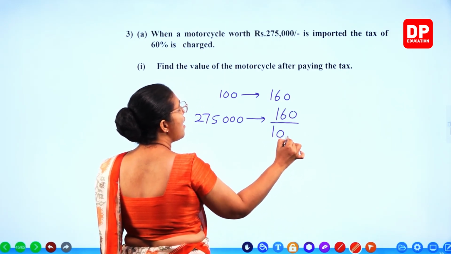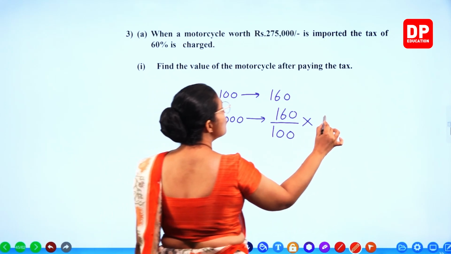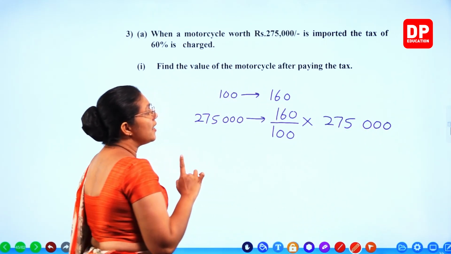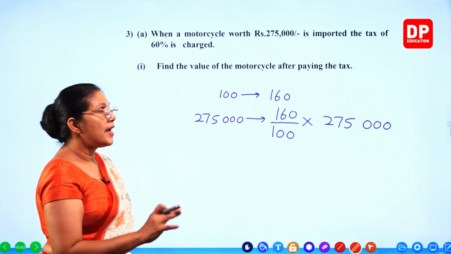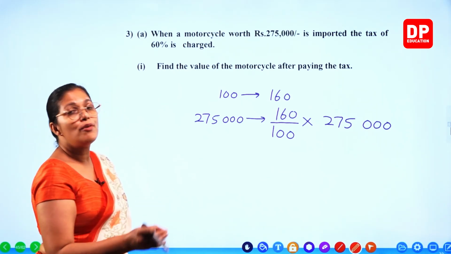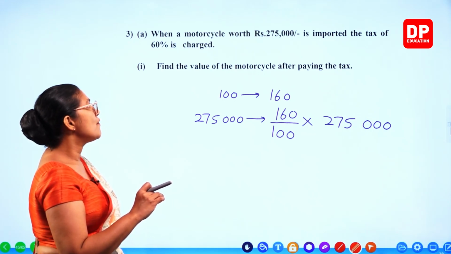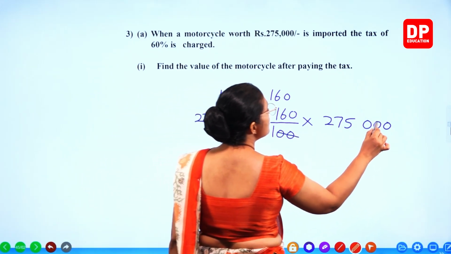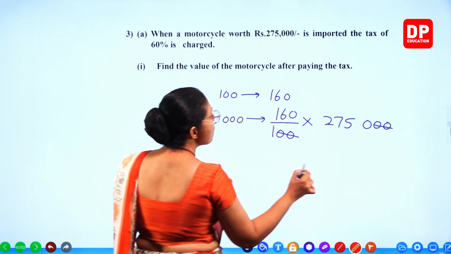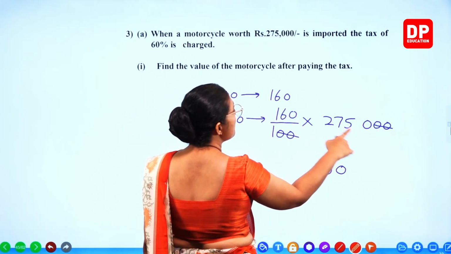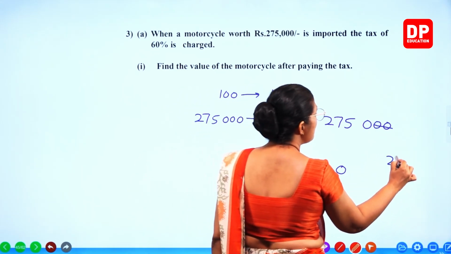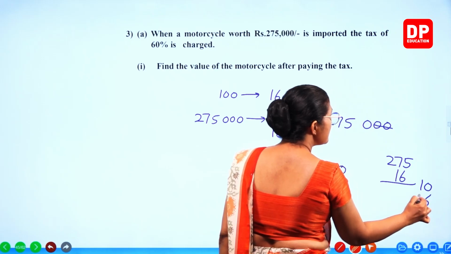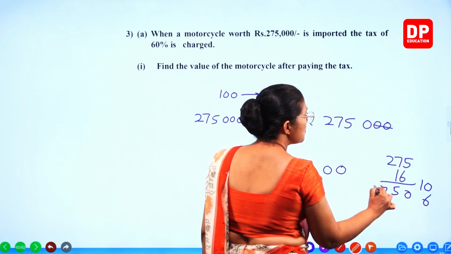160 divided by 100 into 275,000. Otherwise, what you have to do? You find the separate tax amount and you have to add it to 275,000. So this way it's easy. 2 zeros get cancelled out. So that means you have to multiply 275 by 16. 10 and 6. Multiply by 1.